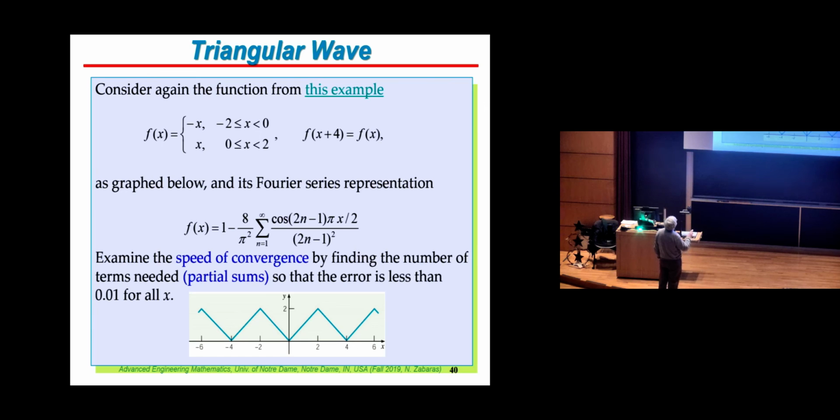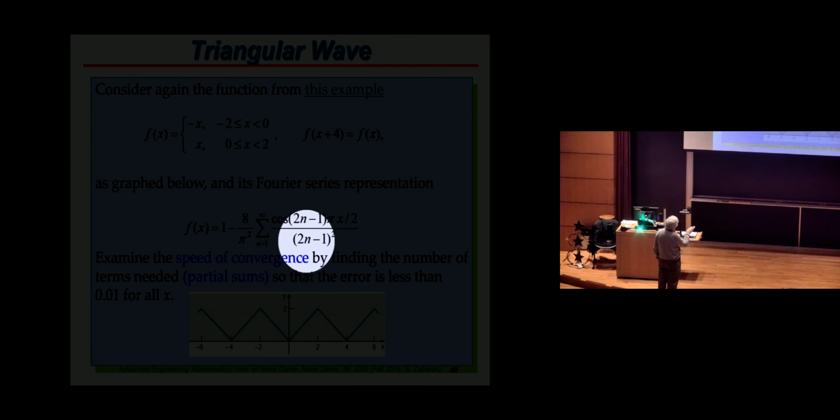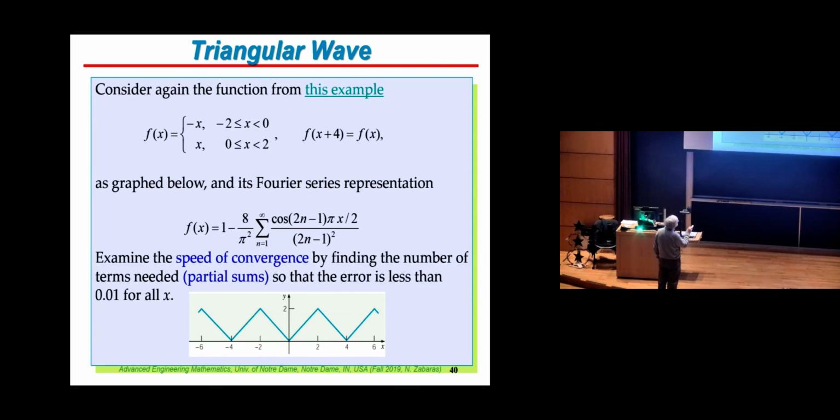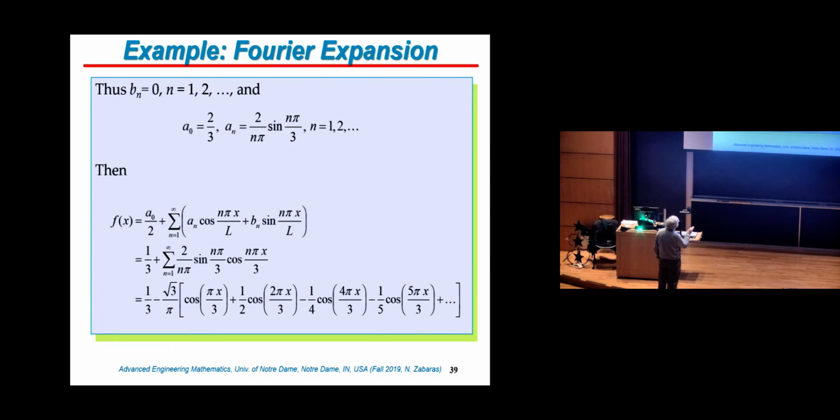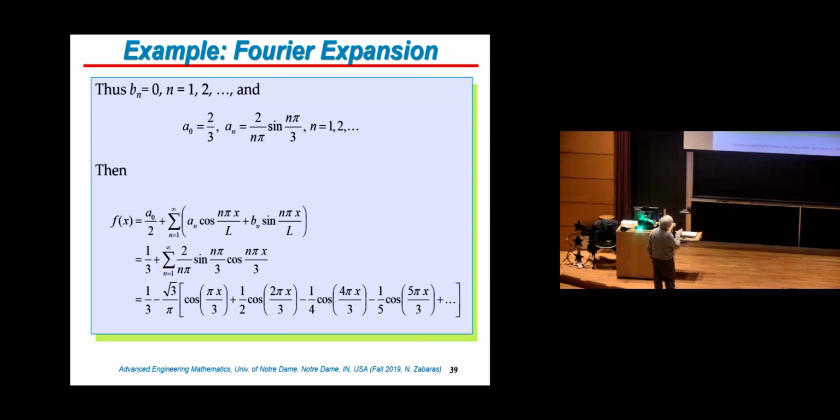So now I think we talk a little bit about the speed of convergence. In the first example that we did, we had 1 over 2n minus 1 squared. But look at this, actually. Does this converge faster, you think, or slower? Here, we don't have a square. We have 1 over n. So this actually converges way slower. You would need way many terms.